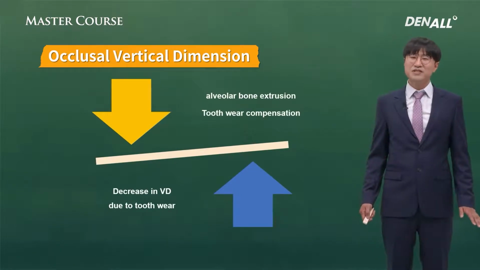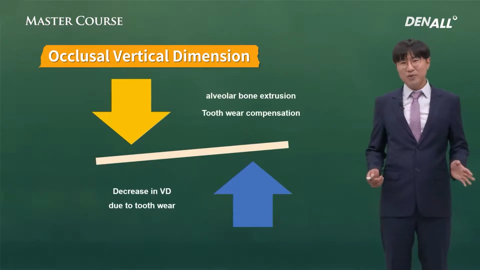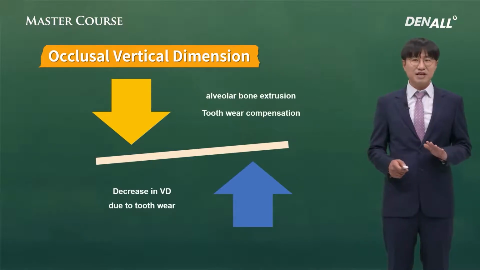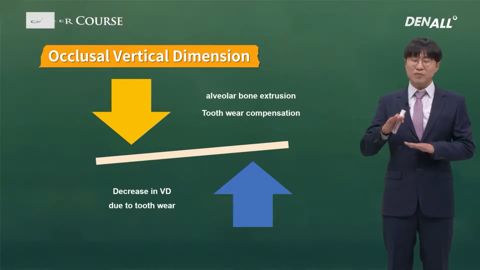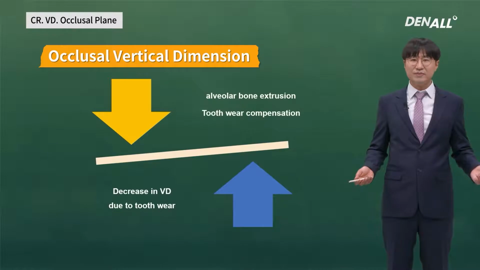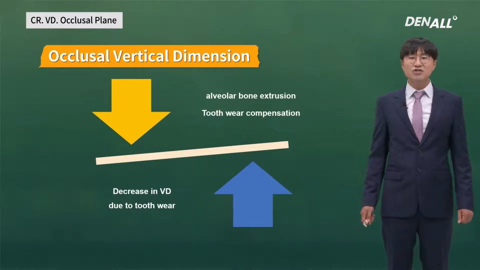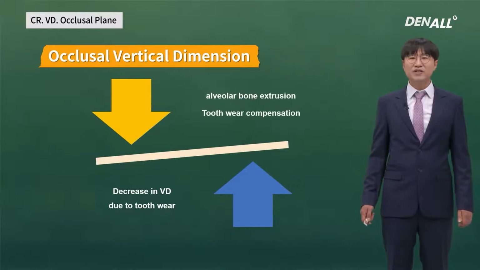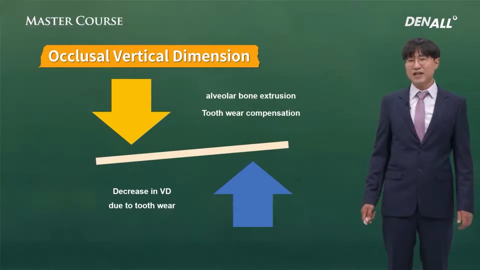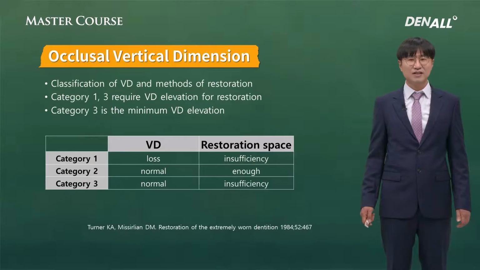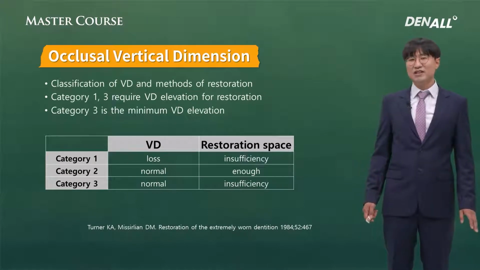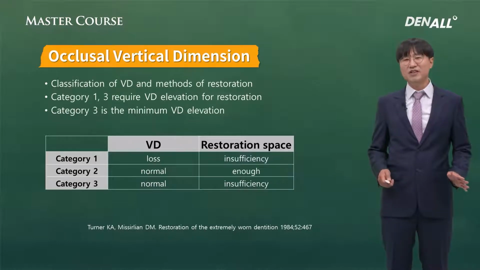Dawson, in his famous occlusion book, said that the vertical dimension decrease due to tooth wear is compensated by the alveolar bone extrusion, so the vertical dimension doesn't change throughout the lifetime. I believe this is true when a patient has very healthy alveolar bone, hardly any prosthesis, and no fracture on the occlusal plane. You just need to understand this classification table.